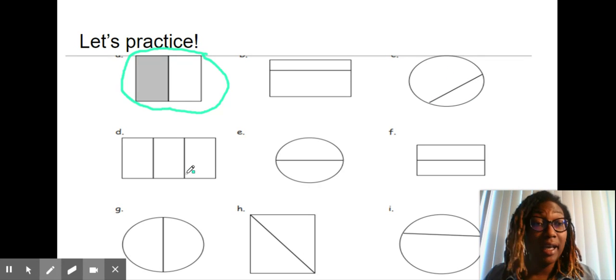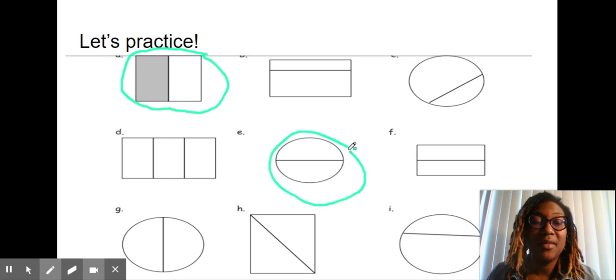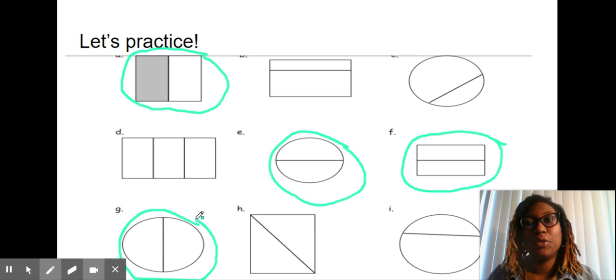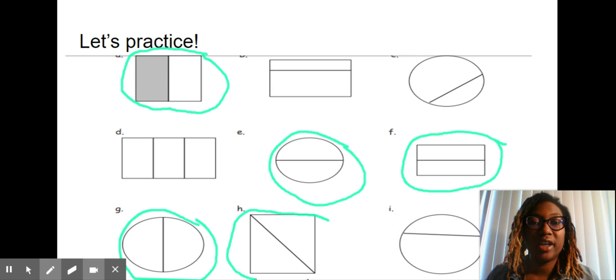For D, it looks like it's equal shares, right? But it's split into 3 equal shares. This is thirds, so that's not split into 2 equal shares or parts. E, I would say yes. F, yeah, 2 equal shares, right? Same for G. People would be happy if this was a pizza and you were splitting it in half. Everybody would get a half. H is split into 2 equal shares. Let me look at I. This piece definitely looks smaller, right? This I is not split into 2 equal shares or parts.